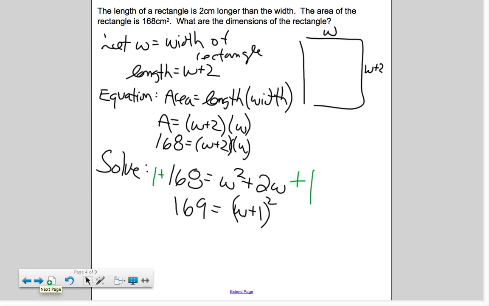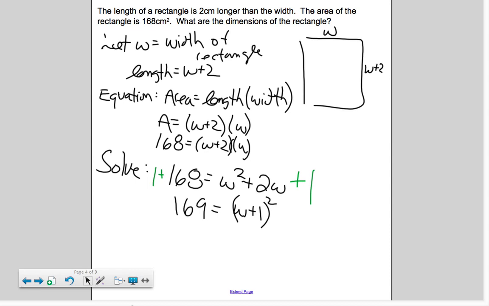Wait, why does that make it a perfect square when you just add 1? Because from completing the square, the coefficient on W is just 1. We take the number in front of the W, divide by 2. So if we expand this, we've seen that this is W squared, 2 times W times 1 gives us 2W, then 1 squared gives us 1. That was the thing that we learned about completing the square.